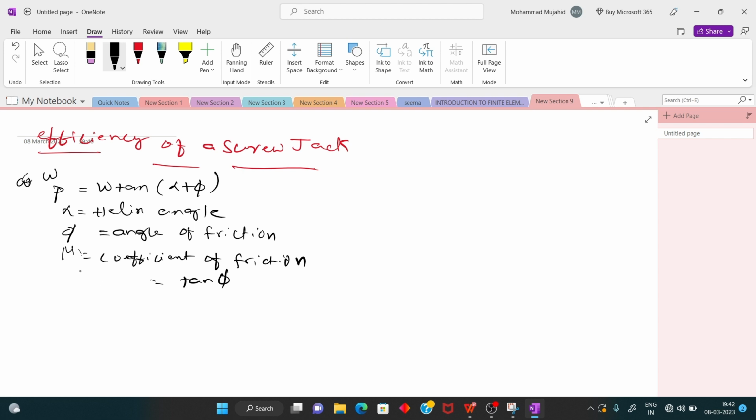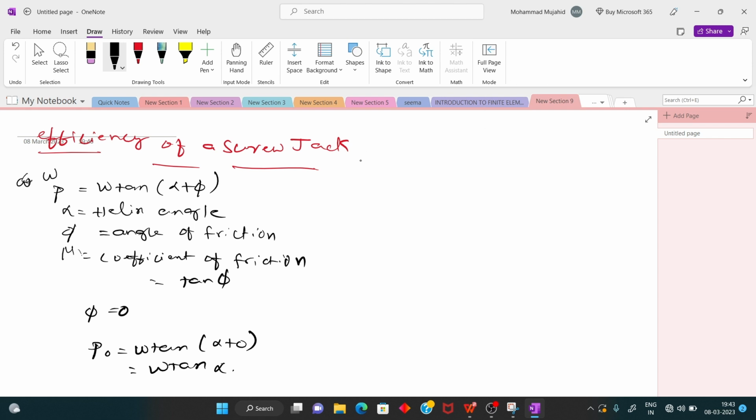If there were no friction between the screw and the nut, then phi will be equal to 0. Then the value of the effort P naught necessary to raise the load will be given as, when phi is equal to 0, P naught equals W tan of alpha plus 0, so that is W tan alpha.